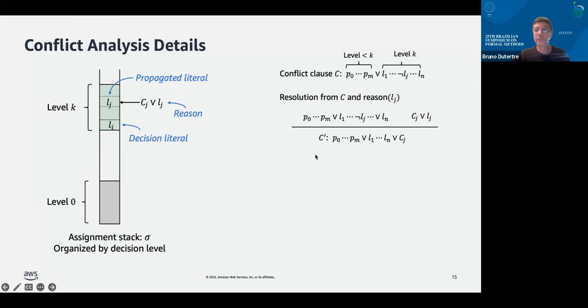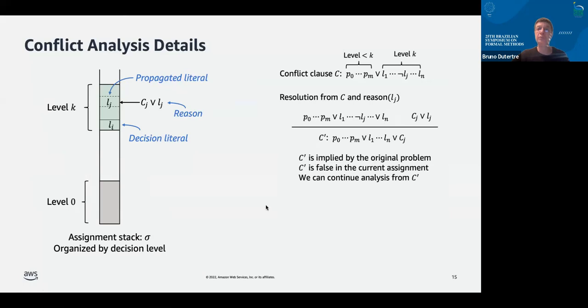And you can see that this C prime is implied. The clause C prime is implied by the two clauses above. So it is sound to create this new clause and it's possibly added to your original problem. And you can also see that C prime has to be false in the current assignment because of what we described before. So the clause C is false, so everything in this clause has a false value. CJ is false because we know it was used to propagate LJ. So by simple reasoning, this means that C prime is false.